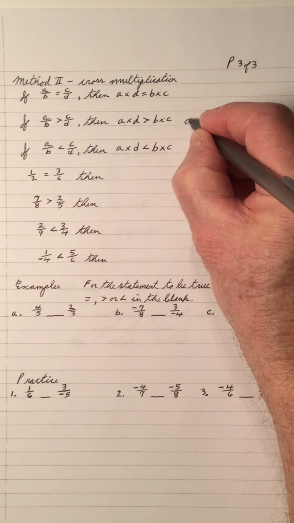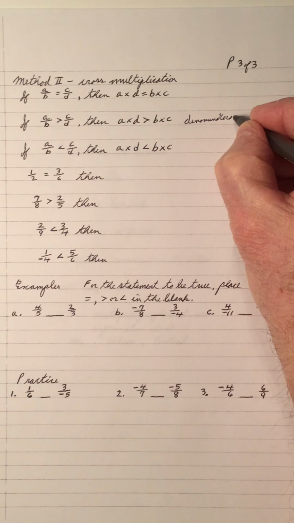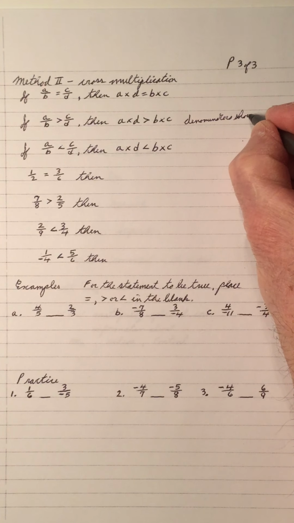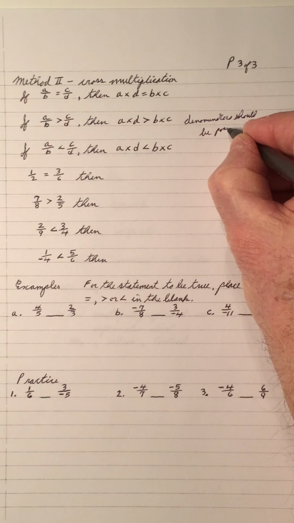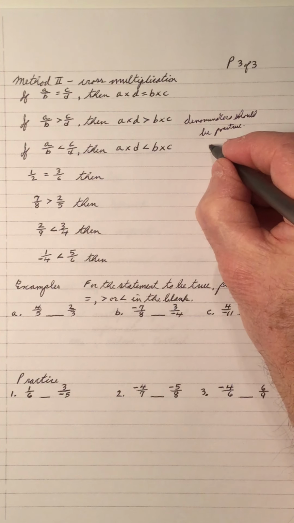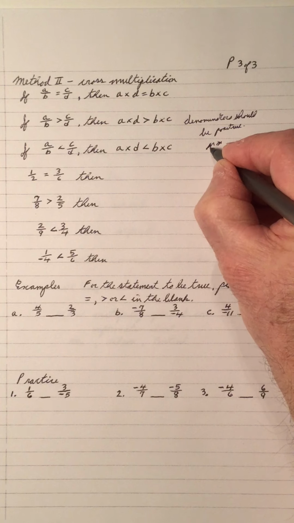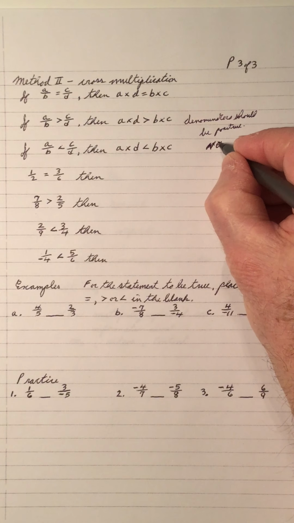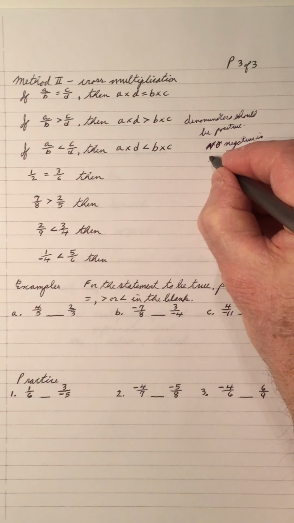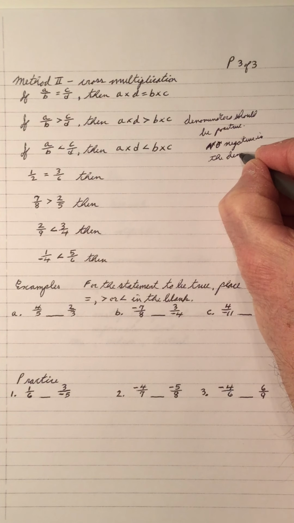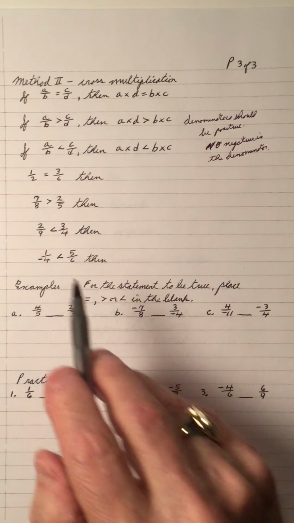Notice your denominators should be positive. Your denominator should be positive. Remember I said no negatives in the denominators. You should never have any negatives in your denominator when you're trying to work it out.